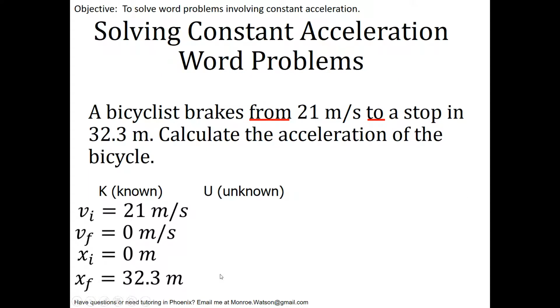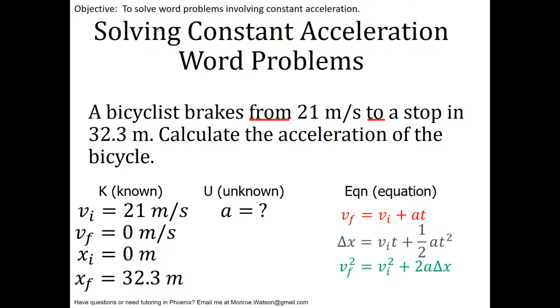The next step, I'm going to go ahead and write my unknown. That's going to be my acceleration. Then the next step is my equation. I'm going to look at them. There are 3 here. There should be a 4th one. But let's take a look at all of those. And yes, there it is. Okay, let's try that one. So I've got my final velocity squared is equal to my initial velocity squared plus 2a times delta x. All right, let's go ahead and now do a checklist.